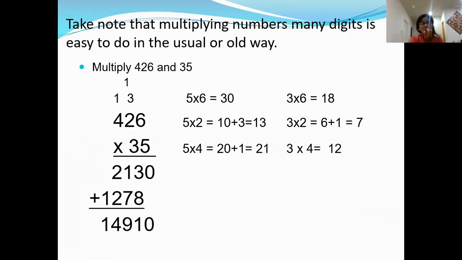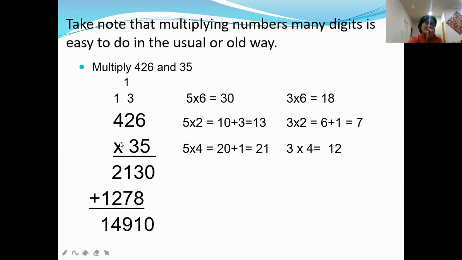The multiplier is 35. So the ones place is 5. So we are going to multiply first the number in the ones place in the multiplier. So we have 5. Okay, 5 times 6 is, what is 5 times 6? Diba 5 times 6 is 30, so we bring down 0, carry 3. Then 5 times 2 is 10, plus the carry 3, that's 13. We write here 3, and 1 we are going to carry. Then 5 times 4 is 20, plus the carry 1, that's 21.